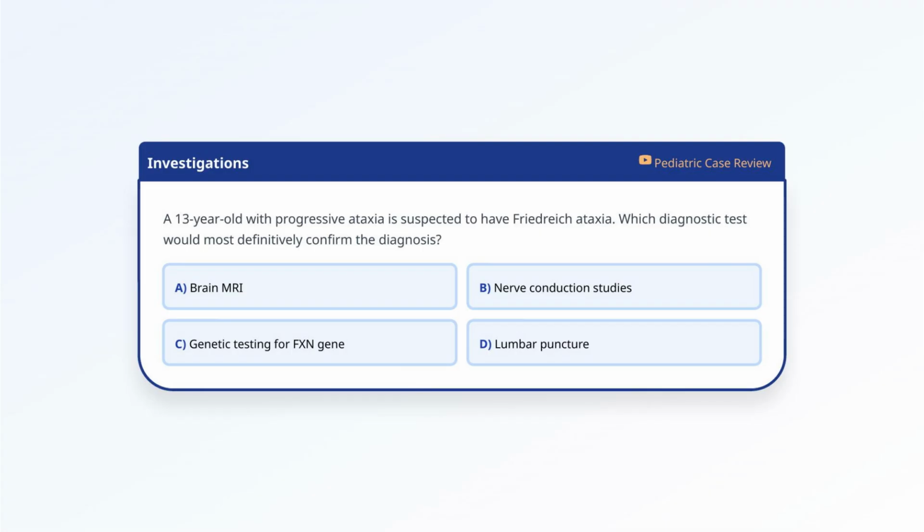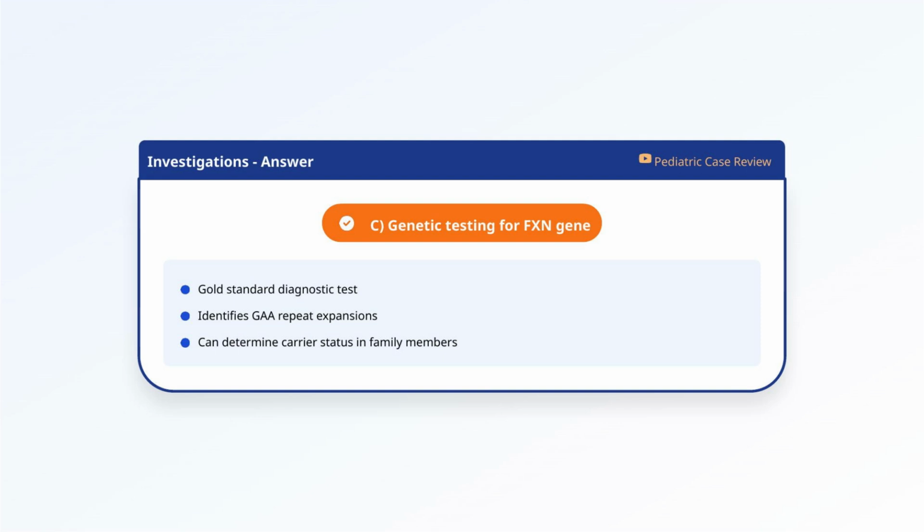A 13-year-old with progressive ataxia is suspected to have Friedreich ataxia. Which diagnostic test would most definitively confirm the diagnosis? A. Brain MRI. B. Nerve conduction studies. C. Genetic testing for FXN gene. D. Lumbar puncture. The correct answer is C.